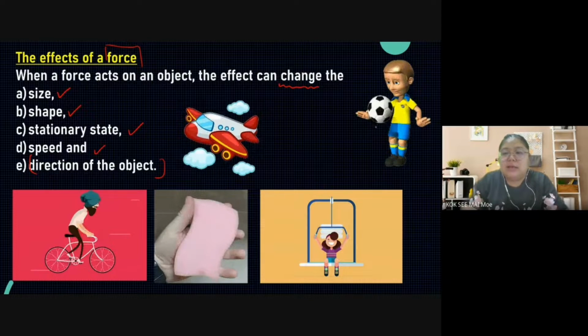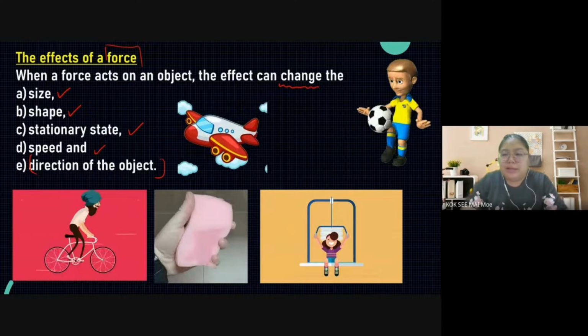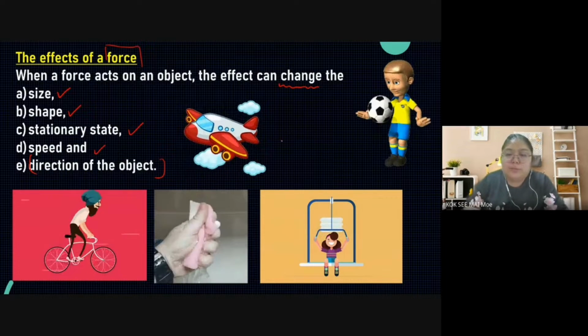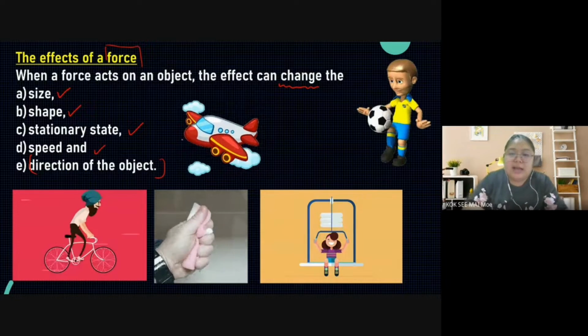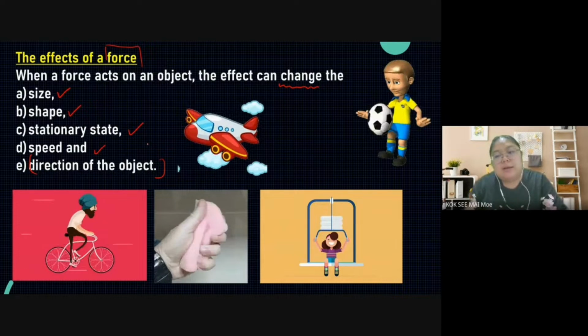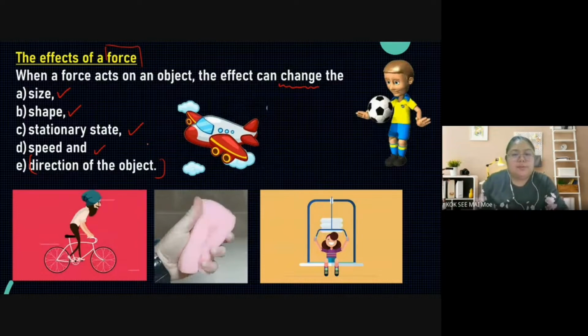So this one you can see the direction, up, down, they can change. Okay, so this one, the plane can be moved forward because you apply the force. Thrust is higher, so they move forward. So this one is one of the effects, okay, because of the force.